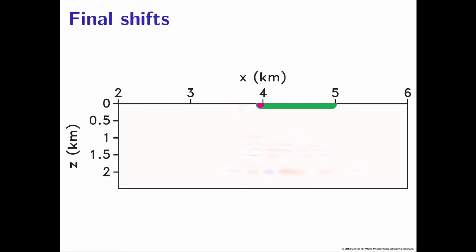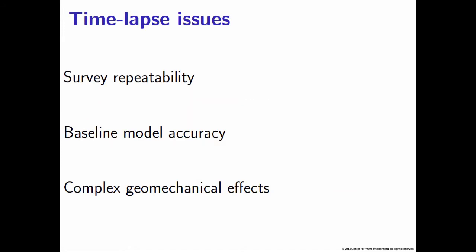And this indicates that the two migrated images, the baseline and the monitor image after wave field tomography, are better aligned. So, as I said at the beginning of the presentation, time-lapse seismic has a number of issues. There are issues related to the repeatability of the survey, and repeatability means position of the shots, positions of the receivers, repeatability of the source signature.